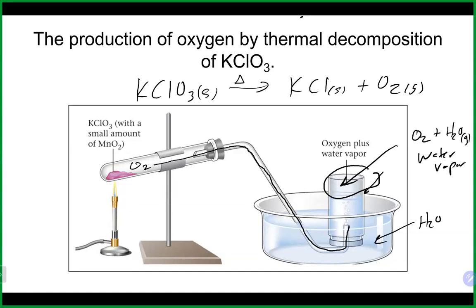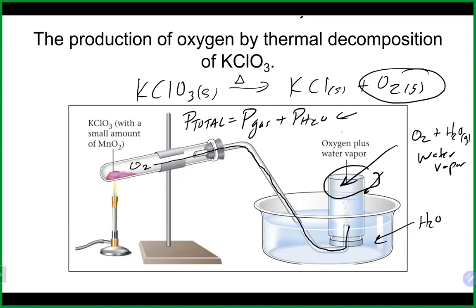So usually in this situation, we've now created a mixture of gases. In this case, the total pressure would equal the pressure of the gas you were interested in, which in our case would have been oxygen, plus the vapor pressure of water.